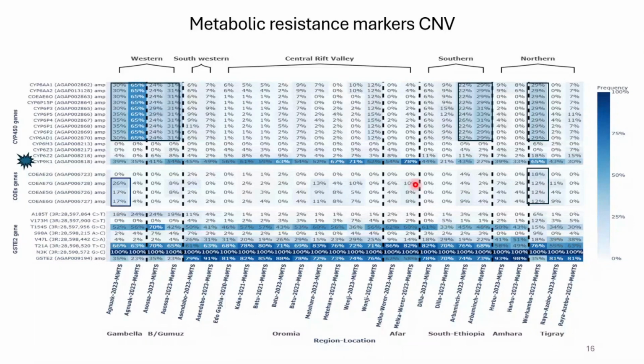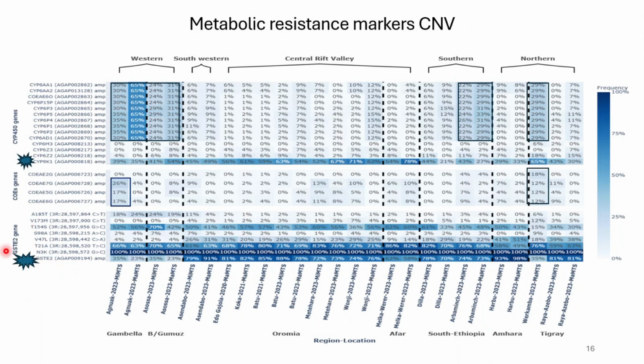When we look at the GSTE2 gene, the copy number variation frequency of GSTE2 gene was consistently higher again across all locations, but it was very much low in western and also the northern part of Ethiopia, where we found high frequency of CYP6AFP gene cluster. But in the central Great Rift Valley of Ethiopia and also southern part of Ethiopia, we have detected high frequency, even near to fixation, of the glutathione S-transferase 2 gene.